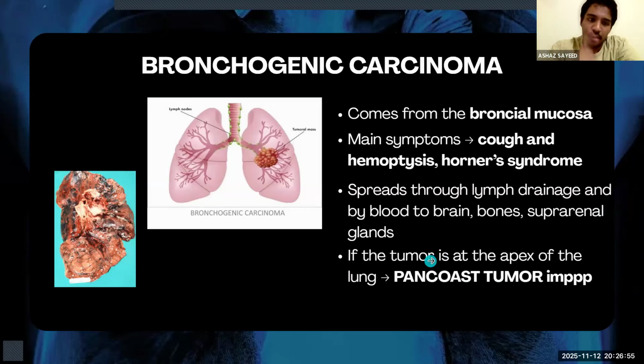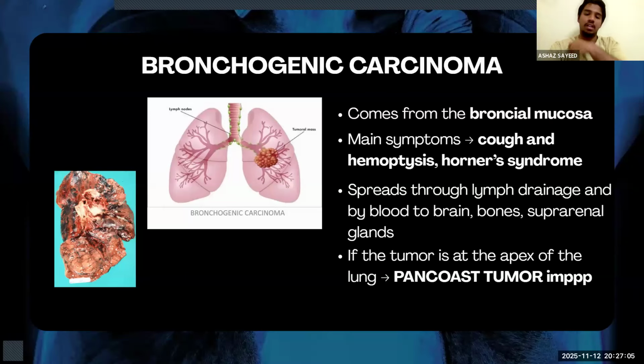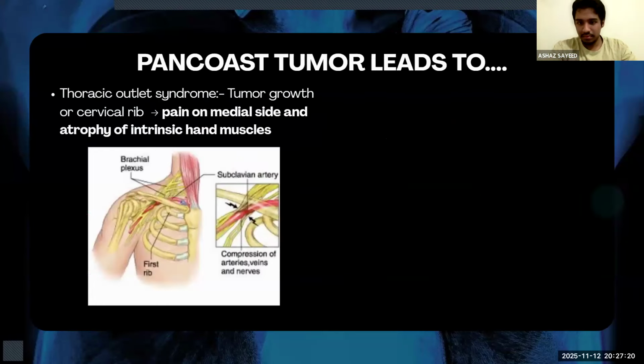This is the most important thing in the lecture. If you guys don't remember anything, remember this, okay? If the bronchogenic carcinoma is at the apex of the lung, instead of being here at the center, let's say it started here, it's going to form something called a Pancoast tumor. Remember this, okay? One question every year has come from this. Now, there are different things which the Pancoast tumor can lead to, and the first thing is thoracic outlet syndrome.